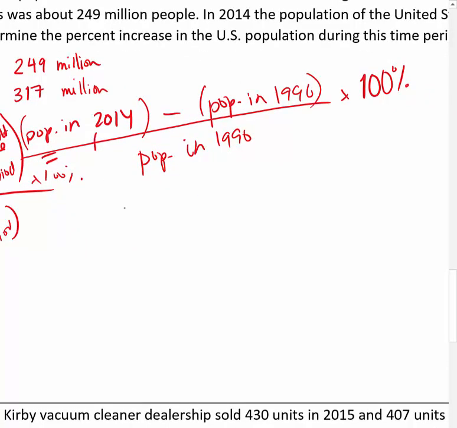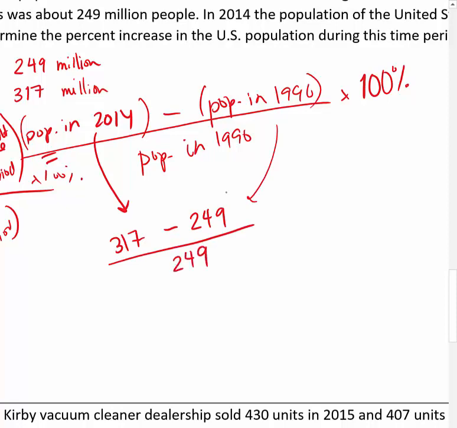So what do we say? The population in 2014, I'm just going to leave it as 317. You could write, like we said, 317,000,000, or just leave it as 317. And then 249 was the population in 1990. And if you put the zeros, you're going to get the same answer, as long as you're consistent. And then the same thing in the denominator.